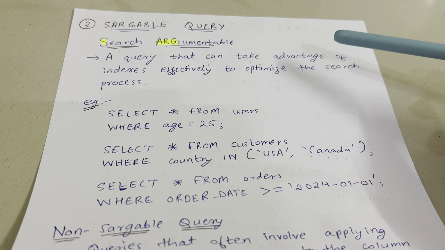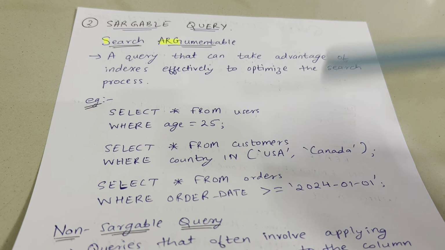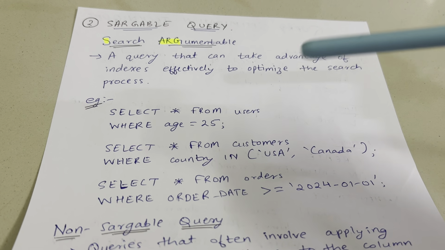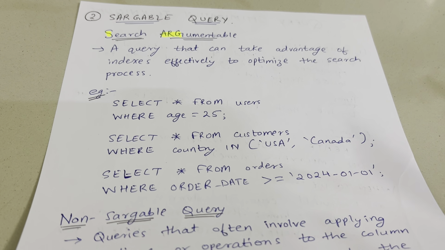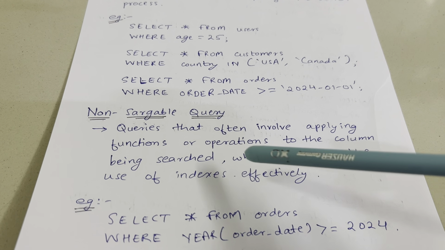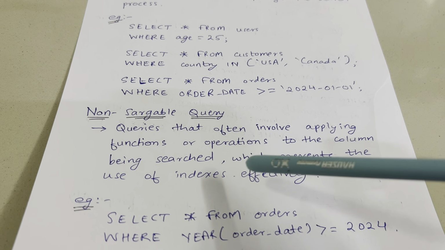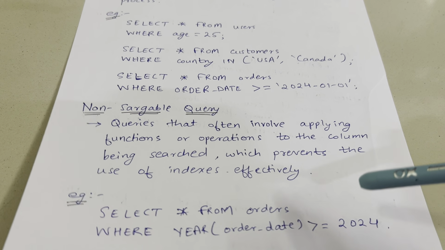Now the second technique is sargable queries. Now what is sargable? Sargable stands for search argument able. It is a query that can take advantage of indexes effectively to optimize the search process. And what does a non-sargable query mean? Queries that often involve applying functions or operations to the column being searched, which prevents the effective use of indexes.